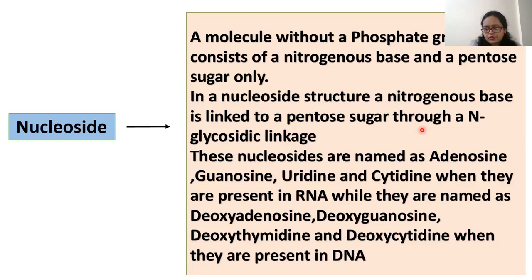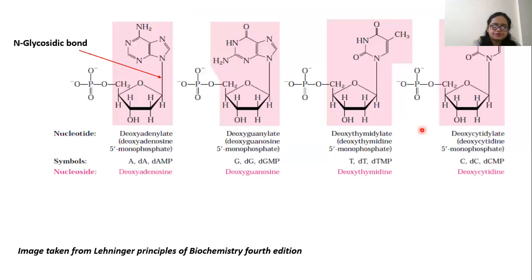I have told you about the difference between adenosine and guanosine. So in the case of RNA, there is no deoxy, while in the case of DNA, we have to add deoxy due to the difference in the group which is attached at the 2' position of the pentose sugar.